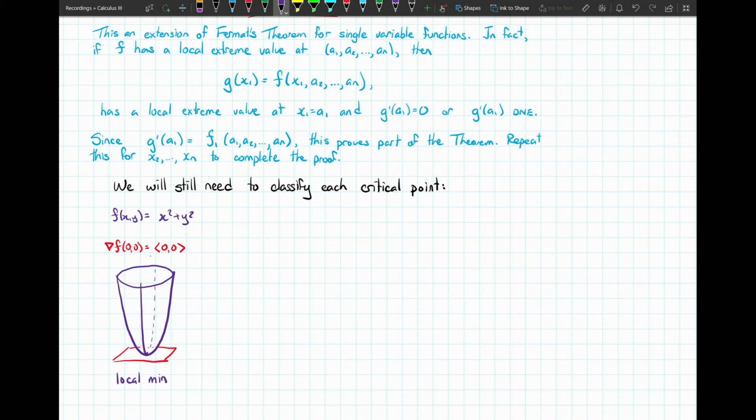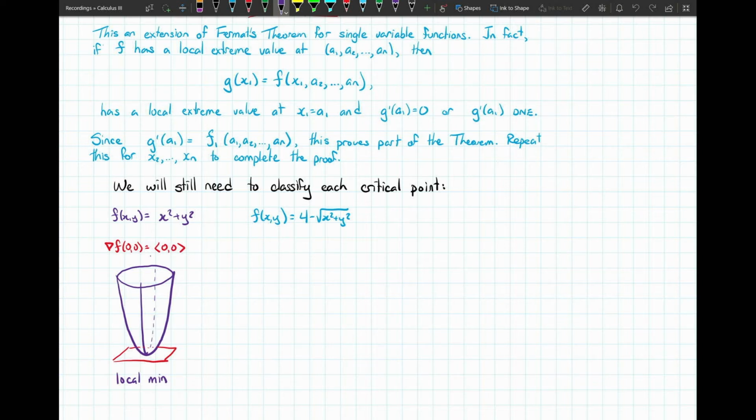Now, this minimum is actually a little bit stronger than that. We also know it's an absolute minimum just based off the fact that this is an elliptic paraboloid. But in this video, we're going to be mostly focusing on finding local extreme values. So let's take a look at another example. What if we were to take a look at the function f of x y equals 4 minus the square root of x squared plus y squared? Well, that is a cone that has just been shifted a little bit.